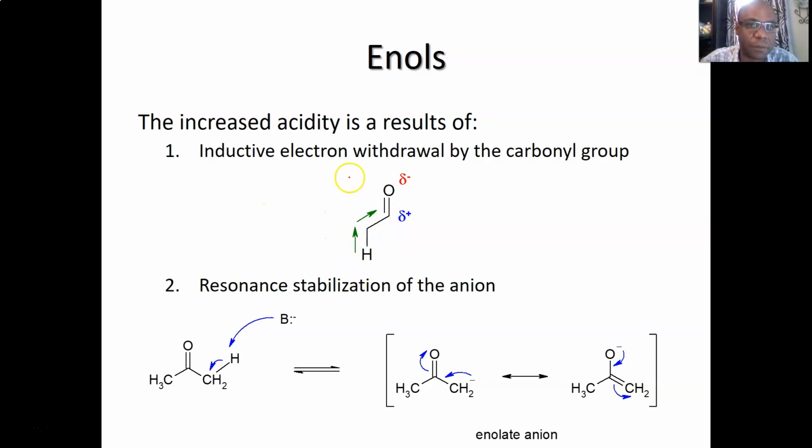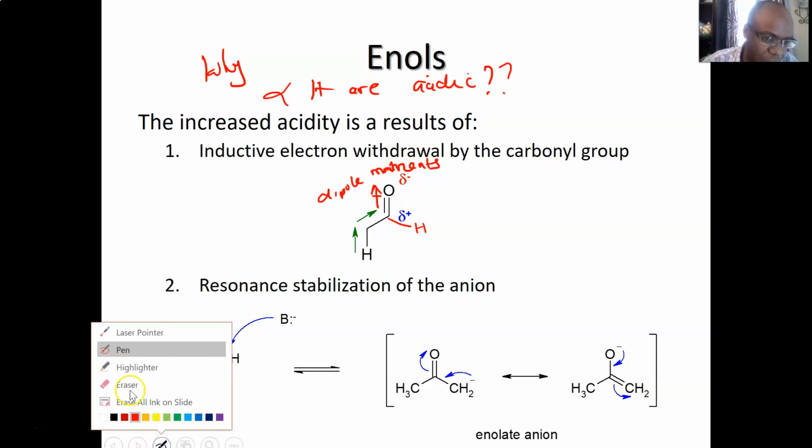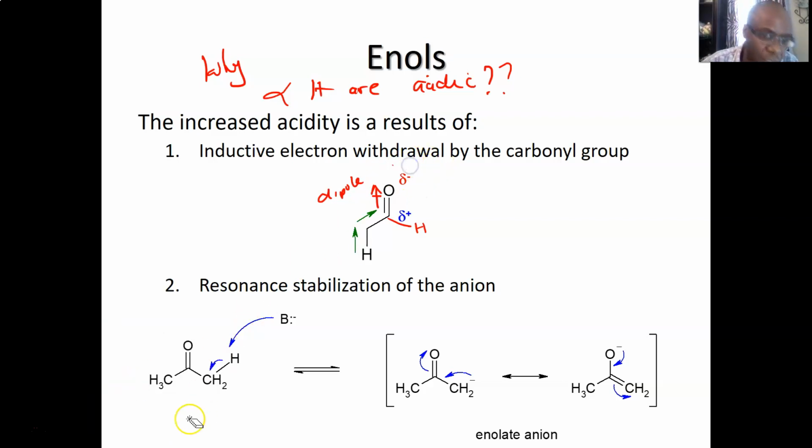Alright, so there's going to be an increase in acidity. Carbonyls are electron withdrawing groups. Trying to explain why alpha hydrogens are acidic, we can use dipole moments. Let me write that clearly. My pen slid on the surface. I want you to see this very clearly. So you can use dipole moments to explain why alpha hydrogens are acidic.